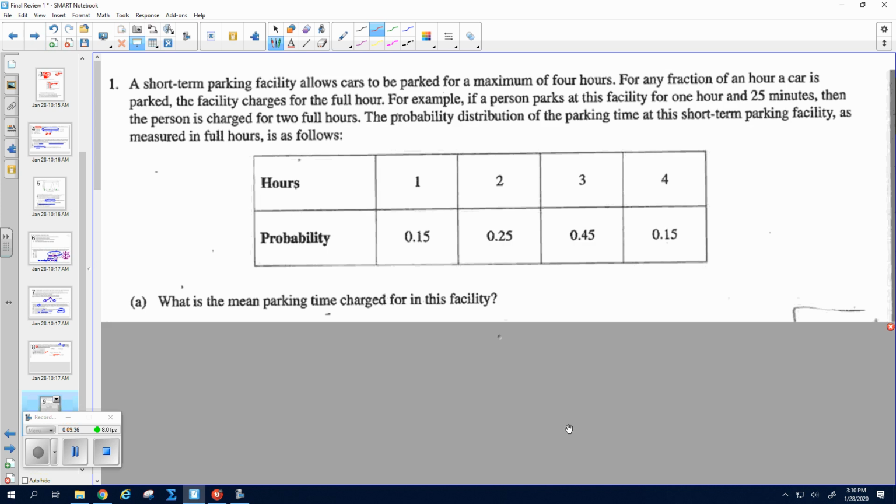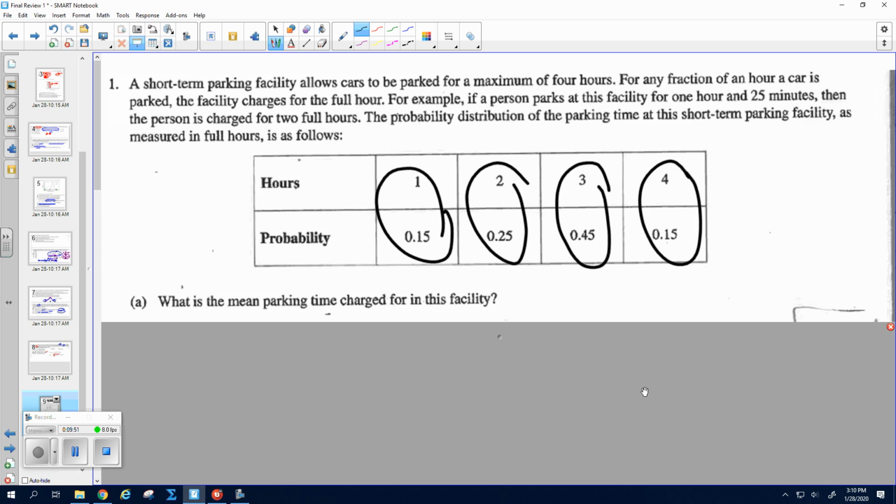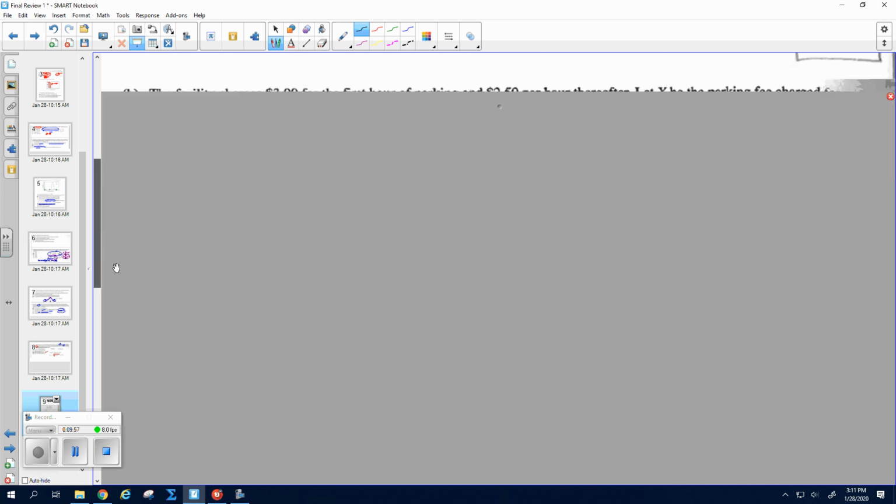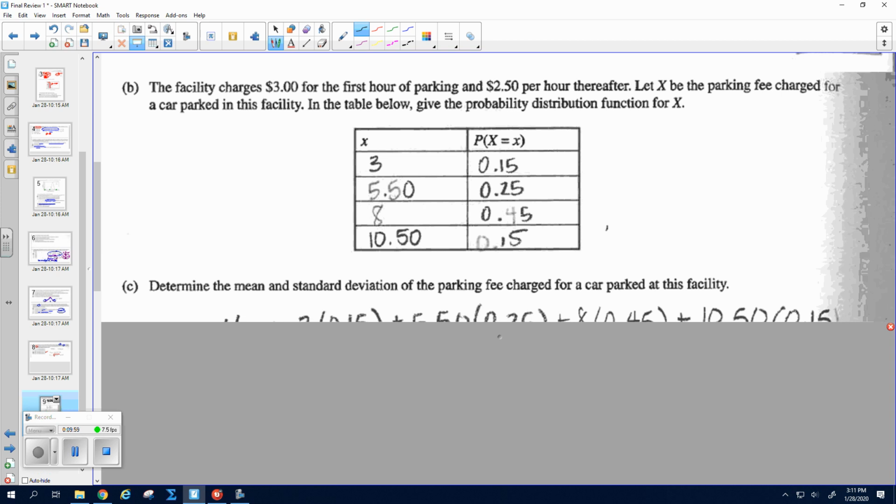All right, for the free response problem, remember when you're finding the mean of a table like this, you do the data point times its probability, plus the data point times its probability, plus this one times this one, plus this one times this one, and you should get a mean of 2.6 hours.